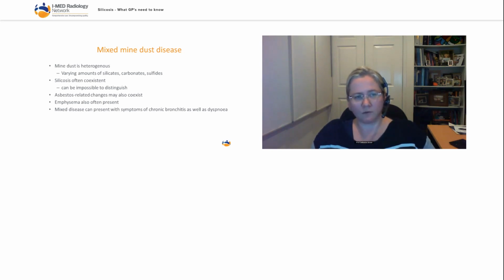Also really important to remember that asbestos exists in hard rock as well. And so even though they haven't been involved in construction or working in an asbestos factory, you can still see changes related to asbestos exposure. Emphysema is often also present, even if the worker is not a smoker. But if they are a smoker, it makes the emphysema worse.